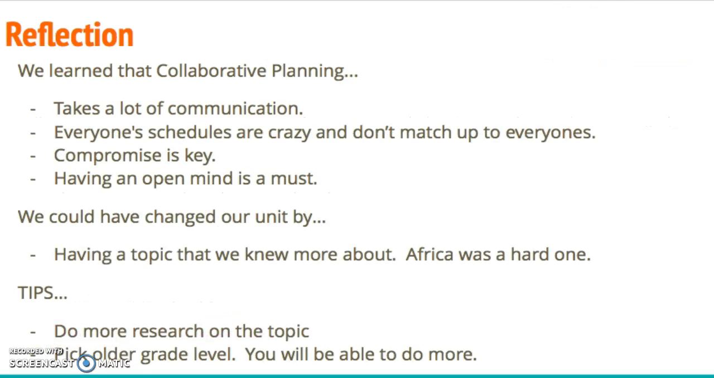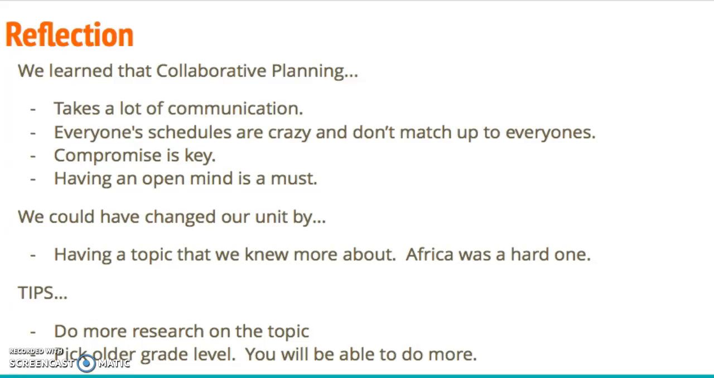The next thing we have is our reflection, and something that we learned from collaborative planning is that it takes a lot of communication from everyone. Everyone's schedules are busy and crazy, and they don't match up, so it's hard to find a time that everyone can meet. And then we also learned that compromise is key, and having an open mind is a must.